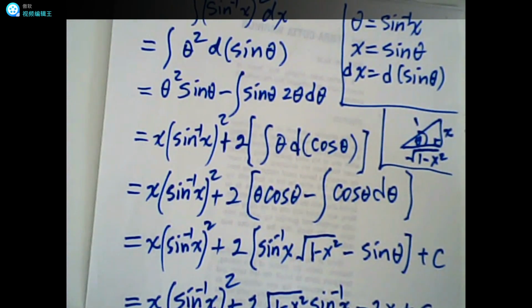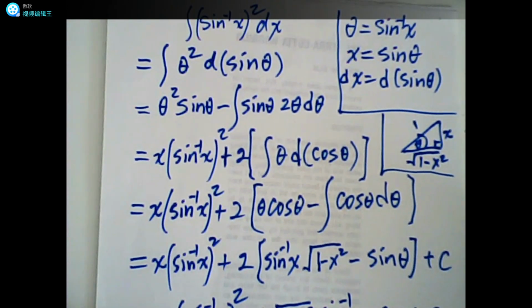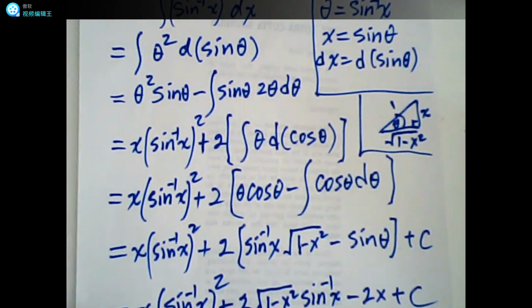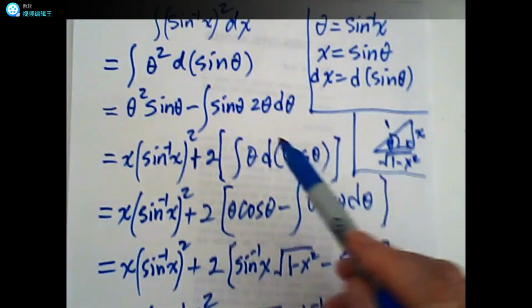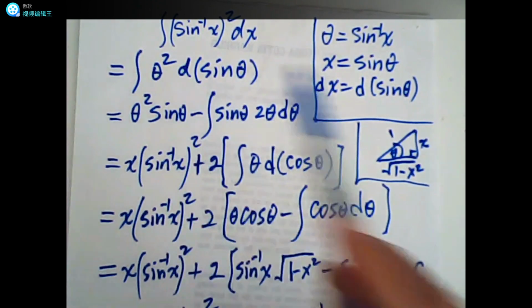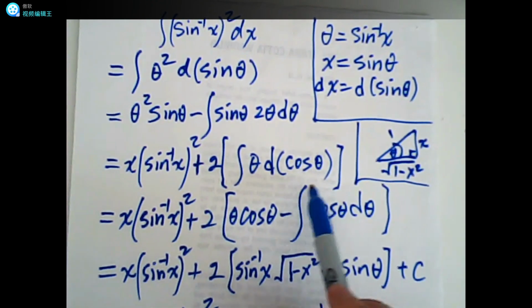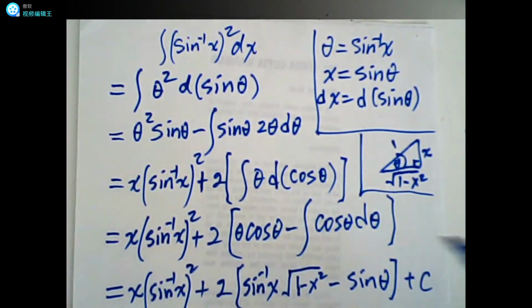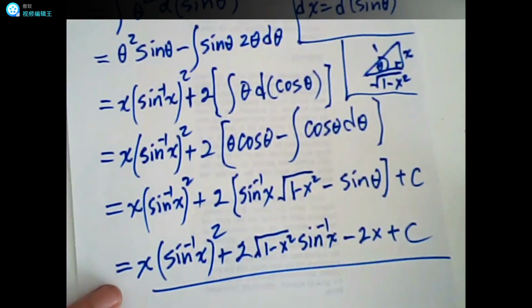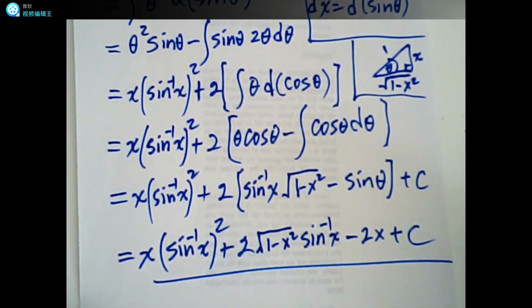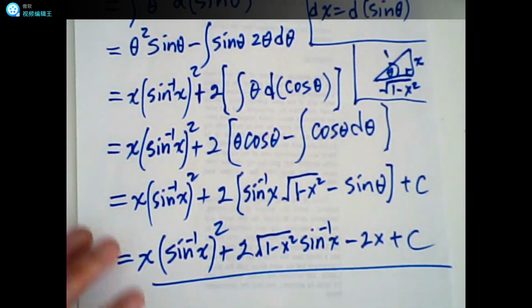Okay, this is the first method. You see here, I'm not breaking the bracket like this. I'm using this way to use integration by parts because that one is easier. Okay, let me do the second method.